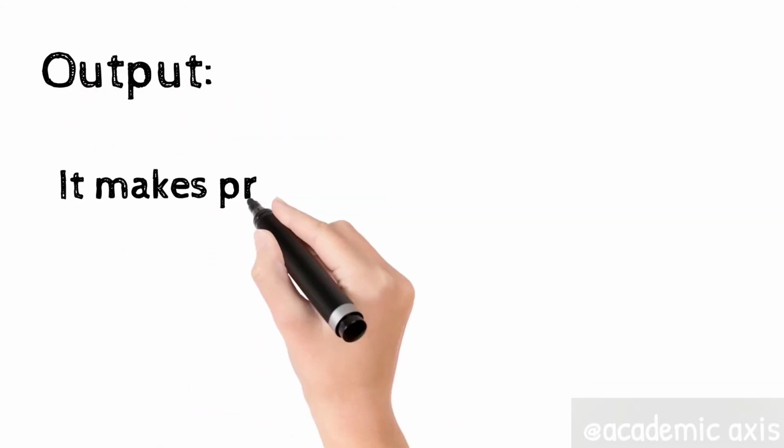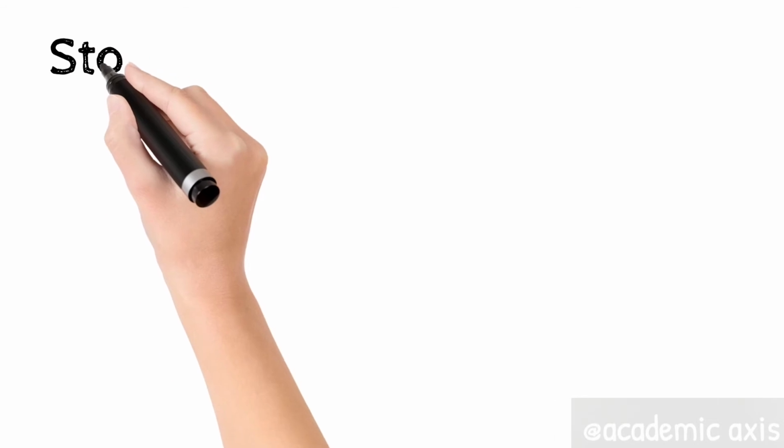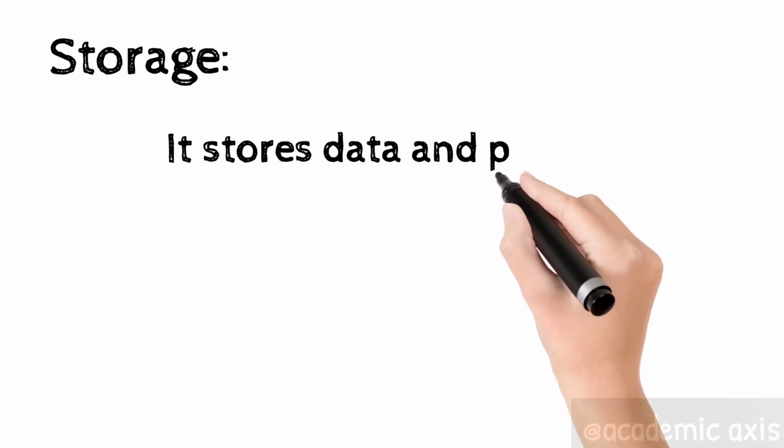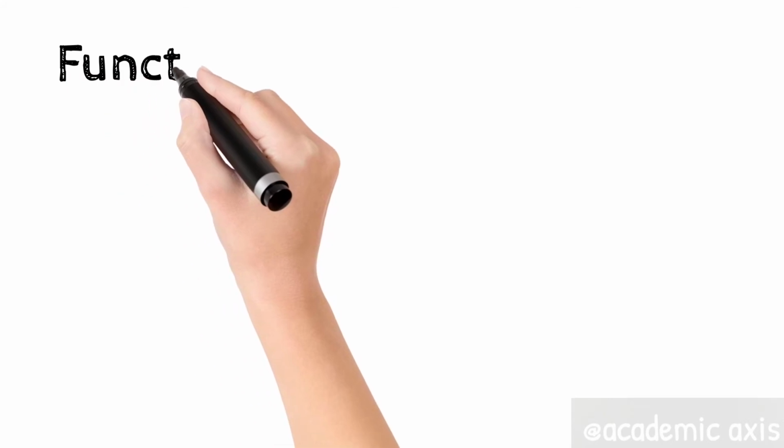Output. It makes processed data available to the user. Storage. It stores data and programs permanently. The computer has memory chips which are designed to hold information until it is needed.